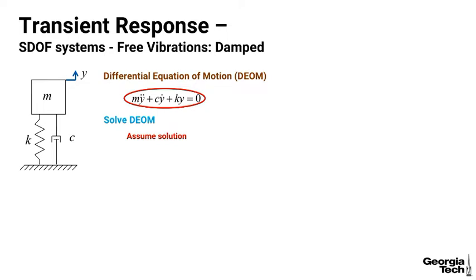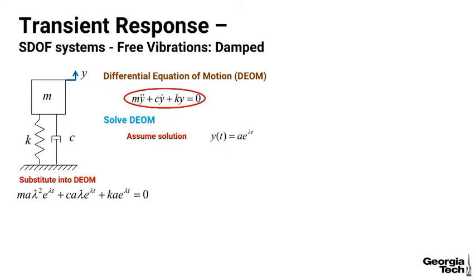I'll assume a solution. Since the differential equation of motion involves a coordinate y and its derivative and second derivative, we need a function that comes back with the same form after taking derivatives, and that's an exponential form. So I'm going to assume that y as a function of t is some undetermined coefficient a e to the lambda t. Now, having assumed that solution, I'm going to substitute it into my differential equation of motion, and I end up with the mass times a, and with the second derivative, lambda comes down twice, so it's lambda squared e to the lambda t.